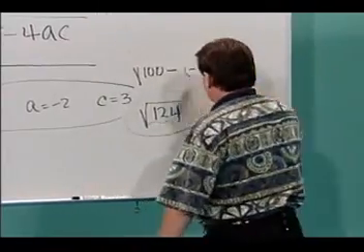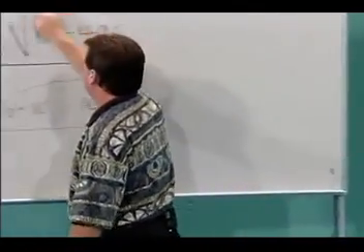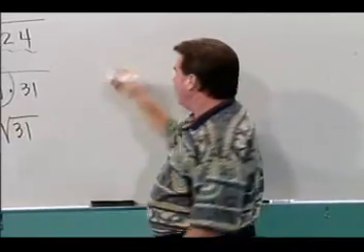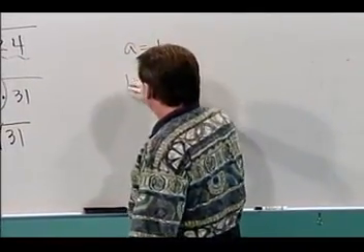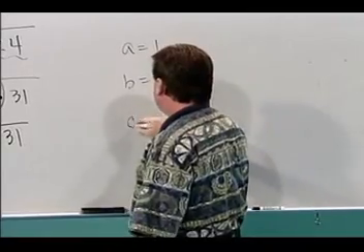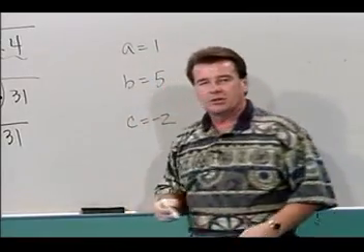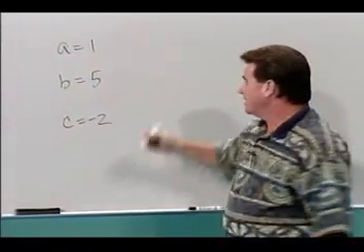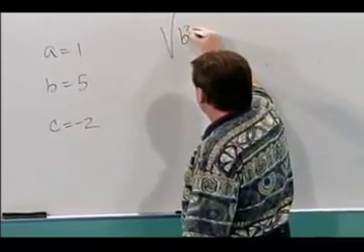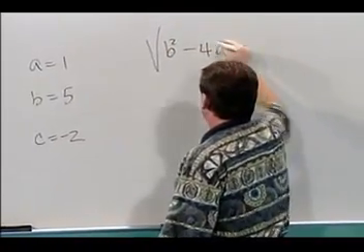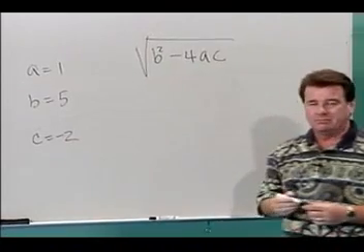So let's try one on our own. Let's say that I give you this information here. A equals 1, B equals 5, and C equals negative 2. Tommy, about 20 seconds, and let's see them plug that into the square root of b squared minus 4ac. There you go.